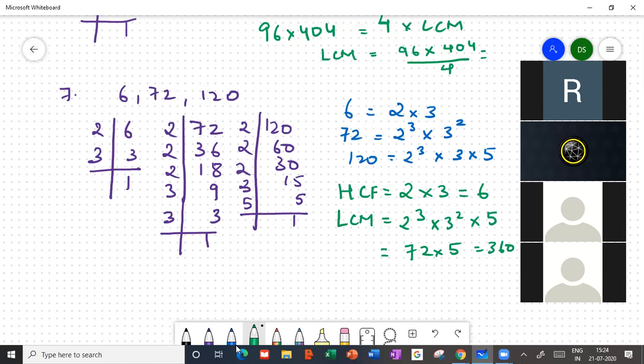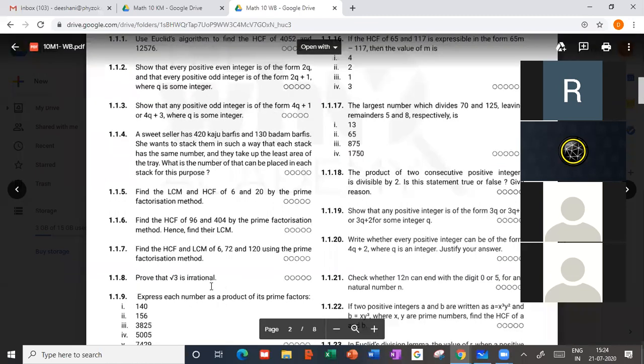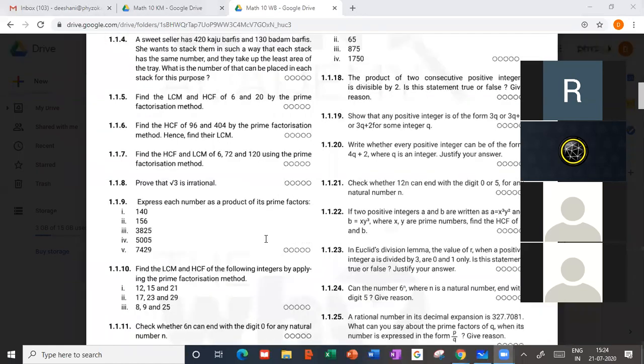Okay. Yes, ma'am. Awesome. Okay, then we move on. Since you don't have Euclid's division lemma, I don't think there's much in this chapter actually, is there? Okay, we'll go to proving sums. Prove that root 3 is irrational.